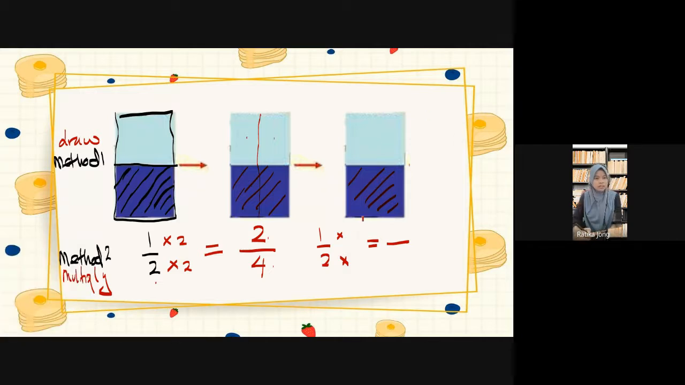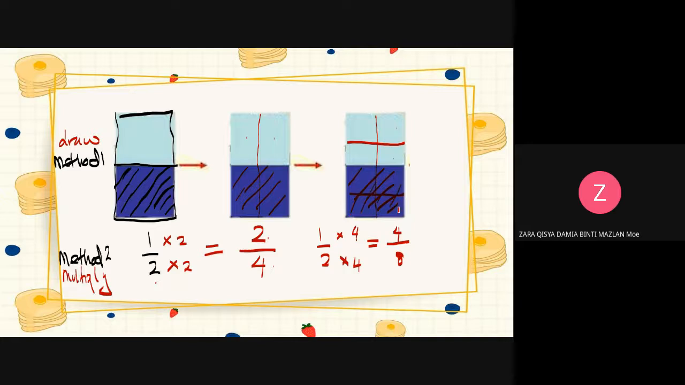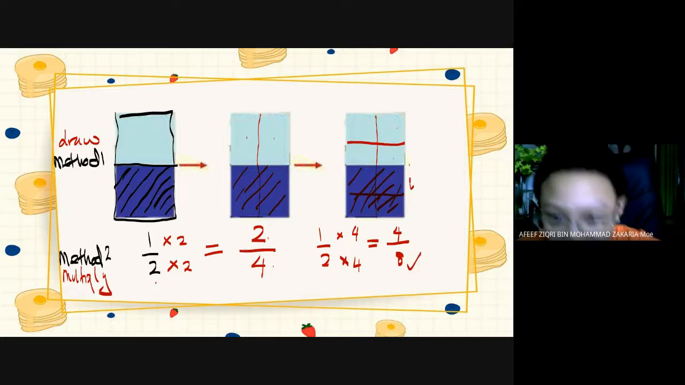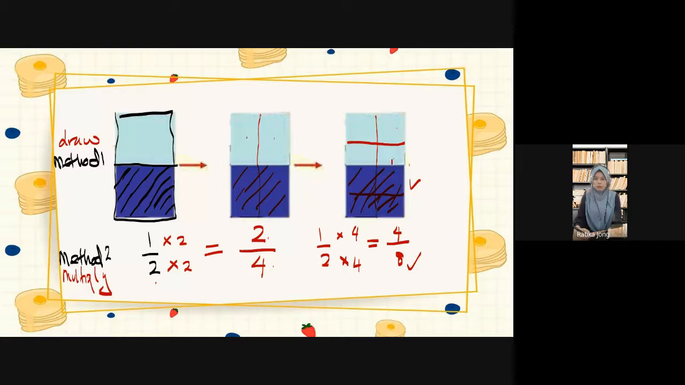Okay, times by 4 lah. 1 times 4 is 4. 2 times 4 is 8. So, kita bagikan baru 4. This one I divide untuk bagi lagi. How many parts? 1, 2, 3, 4, 5, 6, 7, 8. So, what is the fraction for this part? 4/8. Sama kan? You use the drawing method, you use the multiplication method, we will get the same answer.